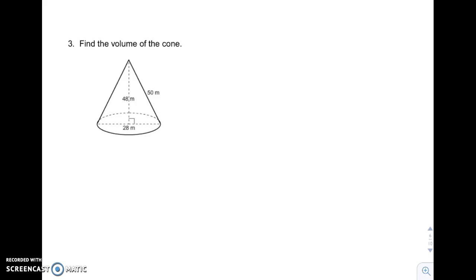Just be careful with our information here. We have a diameter of 28 meters. We have a height of 48 meters. And we have a slant height of 50 meters. Check the completed notes when you're done.